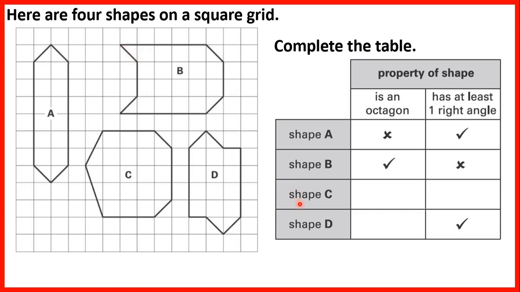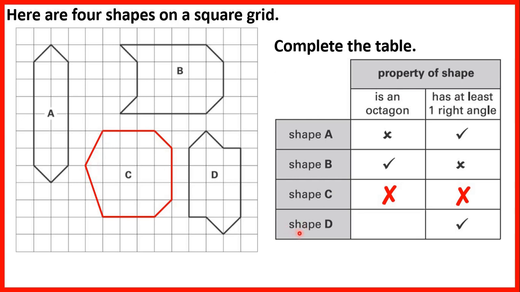So now let's work out shape C. Is it an octagon? Well, let's count the sides. We have 1, 2, 3, 4, 5, 6, 7, so it's not an octagon because an octagon has 8 sides. And shape C does not have one right angle. We can see that we've got obtuse, obtuse, obtuse, obtuse, obtuse, obtuse, and obtuse.